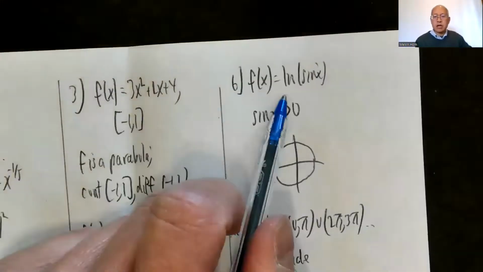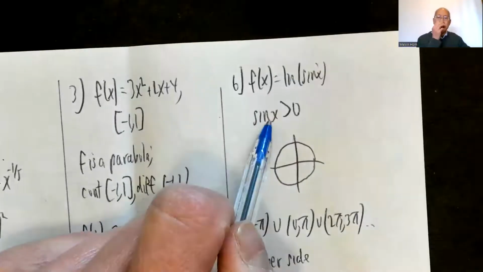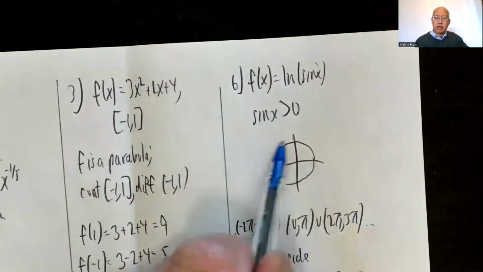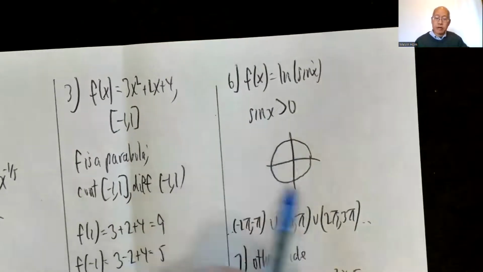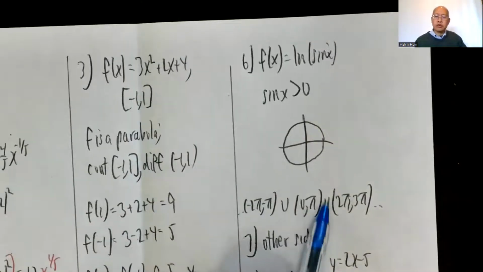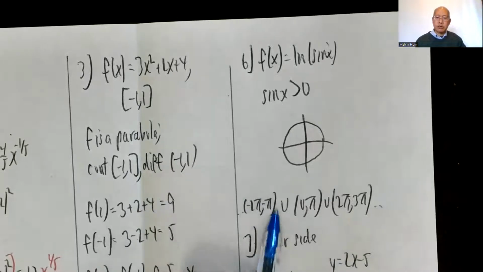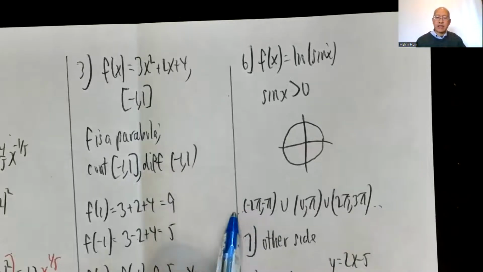Number 6, natural log of sine of x. You can only take the natural log of positive quantities. So I want the sine of x to be greater than 0. That's in quadrant 1 between 0 and pi, but we have to account for the fact that you're going all the way around and so forth. So I write 0 to pi, union 2 pi to 3 pi, dot dot dot, and going the other direction, union -2 pi to -pi, dot dot dot.